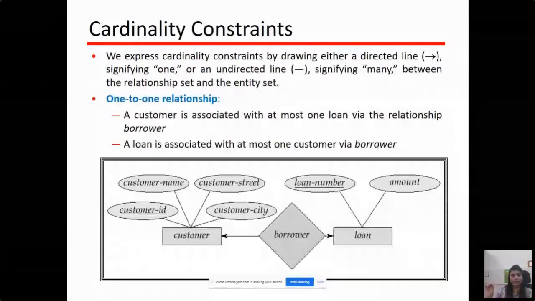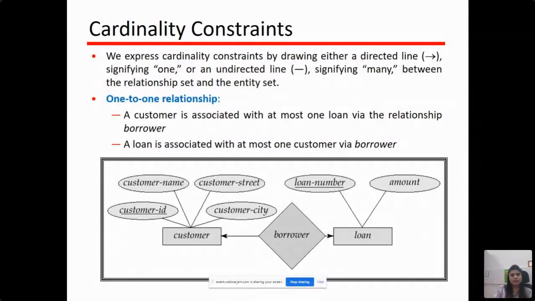So please remember that a directed line would signify one and an undirected line would represent many. For example, in this, a customer is associated with at most one loan via the relationship borrower. If you see the relationship with the borrower, on the customer's other side, it is an undirected line. So customer is related to the loan via the relationship borrower, and loan is associated with at the most one customer via borrower. We'll see more examples.